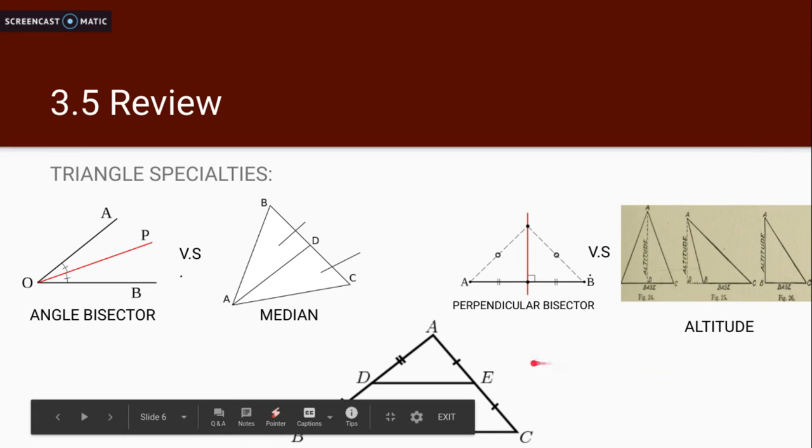Well, that's kind of easy. Remember, how do you know if it's a midpoint? Well, it might say in words, or it will have these congruence markings. All right.